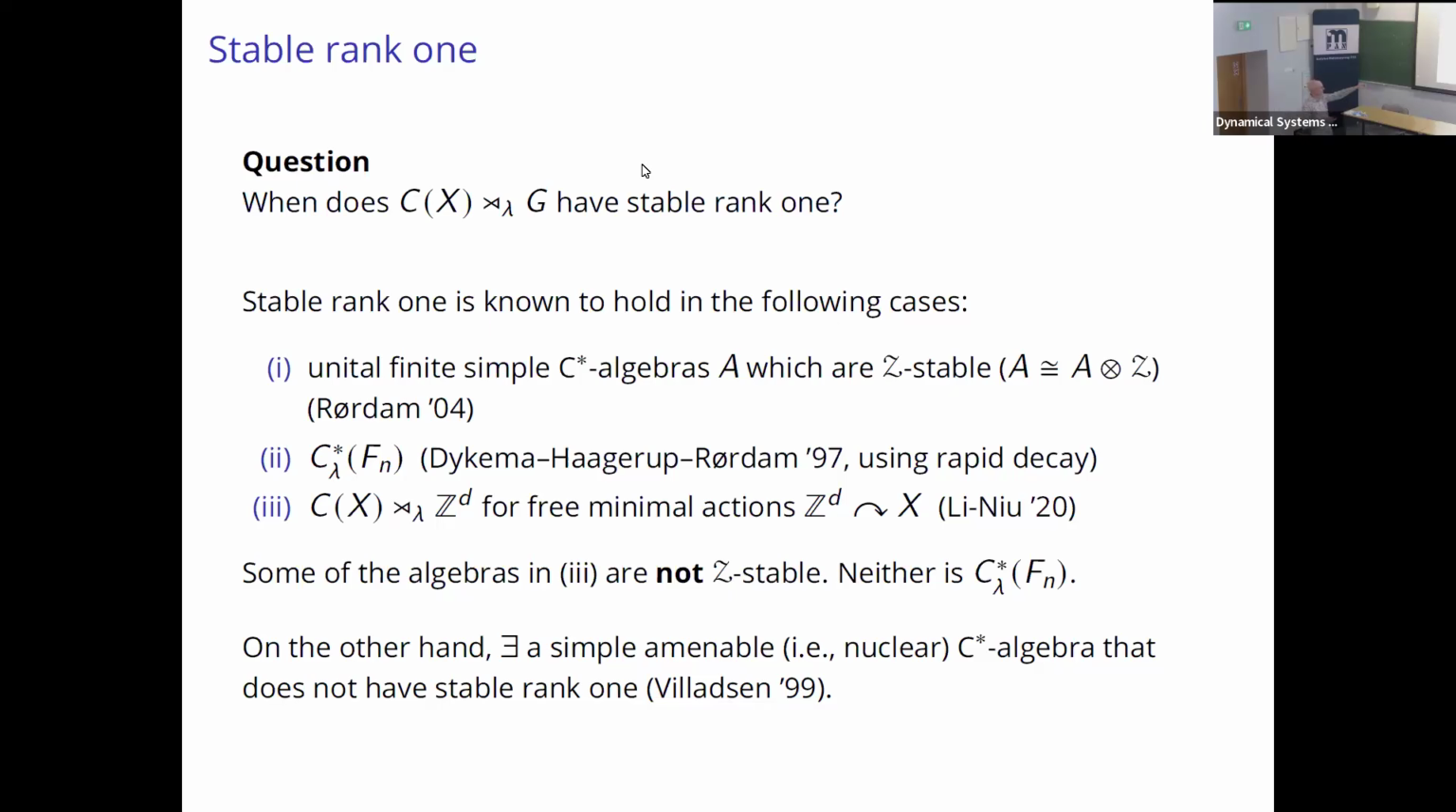Now, in the amenable case, some nice progress was made by Lee and Yu a few years ago. Actually, Elliott, Niu and Yu initially proved this for actions of Z, then it was generalized by Lee and Yu. Actually, the result is more general than this. They showed this for Z to the D actions, that the C-star algebra generated by that always has stable rank one. And these algebras do not need to be Z stable. So this is a weaker property than this Z stability, this C-star algebra McDuffness. And stable rank one, even for simple C-star algebras, even for amenable ones, need not always hold. So there are these examples of Villadsen.